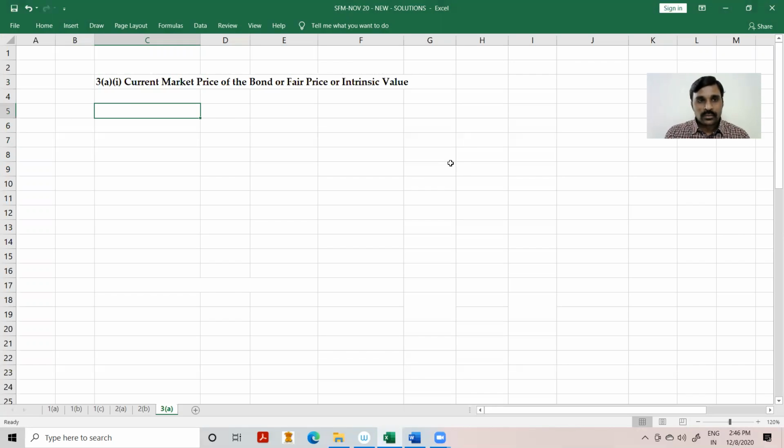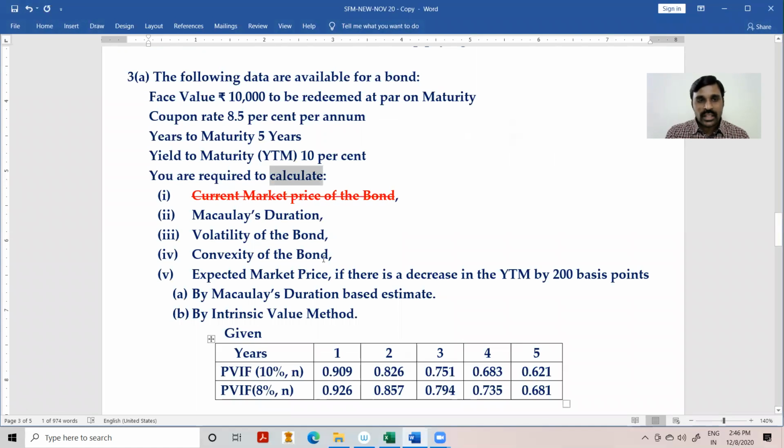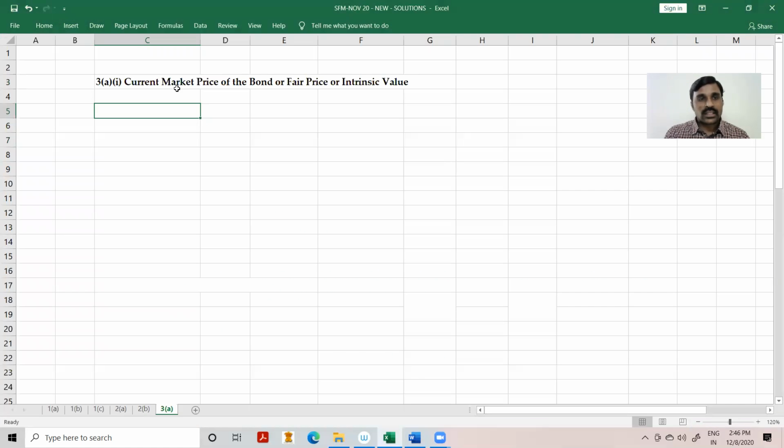Okay, right. Now, what is the first point? They have given the information. Face value is 10,000. Take out the face value. Next, coupon rate. What is the coupon rate they have given? 8.5% is the coupon rate they have given. Yield to maturity is 10%. These are the information they have given.